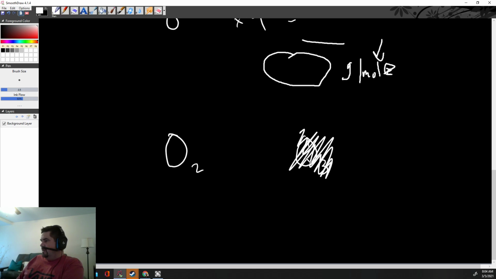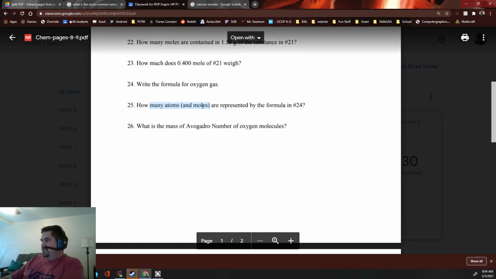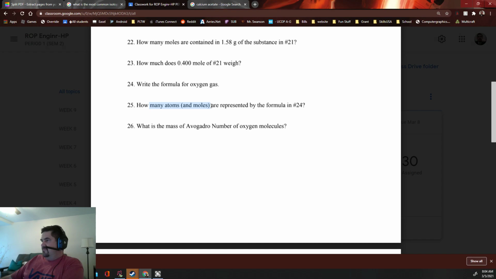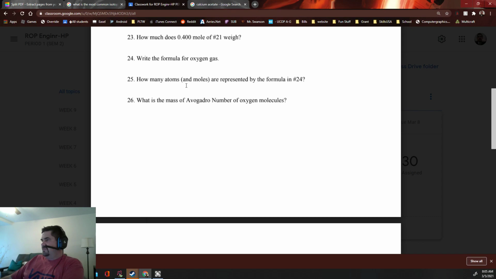But it ain't healthy to breathe. Okay, so this is O2 gas that you would think of to breathe. Okay, so that's easy. It's just 2 oxygens. All right, and then how many atoms and moles are represented by the formula in that? So there's 2 atoms of oxygen, and then moles are represented in the formula for 24. I don't know about moles. I don't think you can answer that, but it's just 2 atoms.